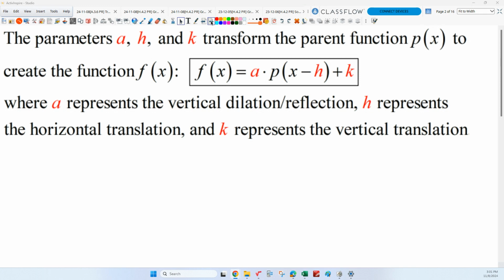A is what we call the vertical dilation factor. That's going to be the number that's multiplied by the function out front. We're not going to deal with that one today. That one we're going to deal with Tuesday. The other 2 numbers are H and K.